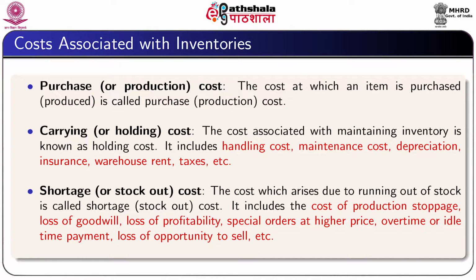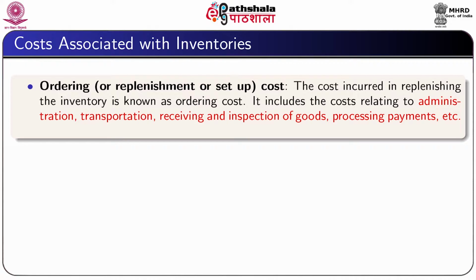Shortage or stockout cost. It is the cost which arises due to running out of stock. It includes the cost of production stoppage, loss of goodwill, loss of profitability, special orders at higher price, overtime or idle time payment, loss of opportunity to sell, etc. Ordering or replenishment or setup cost. The cost incurred in replenishing the inventory is known as ordering cost. It includes all the costs relating to administration, transportation, receiving and inspection of goods, processing payments, etc.